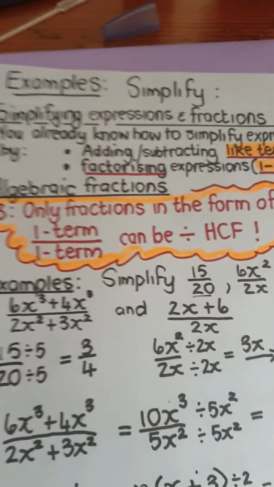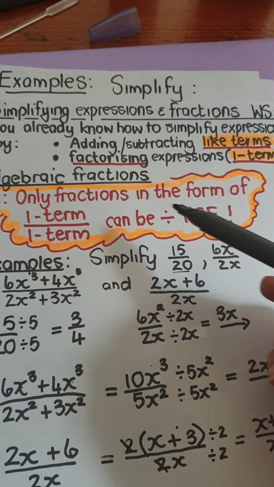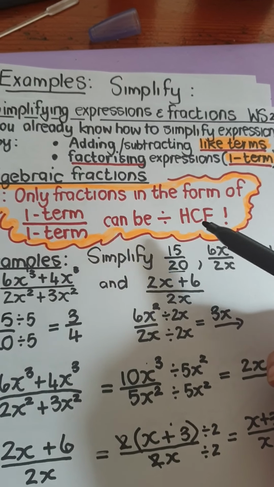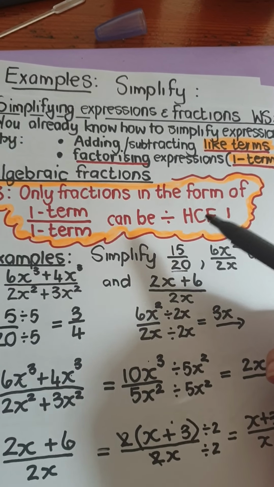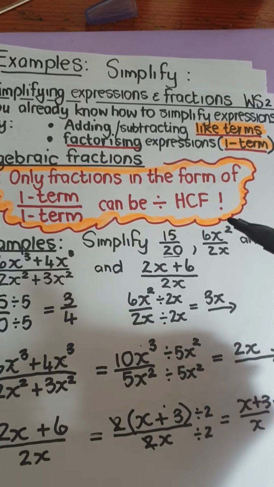So, let's do a recap. What is the most important thing you must remember? That only fractions in the form of 1 term over 1 term can be simplified by dividing with the highest common factor. So go and try exercise 1 on worksheet 2 and see if you get it.